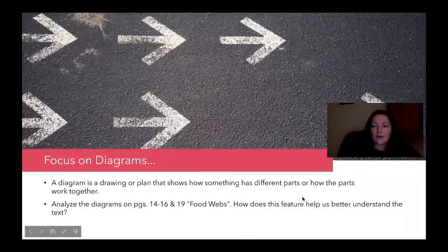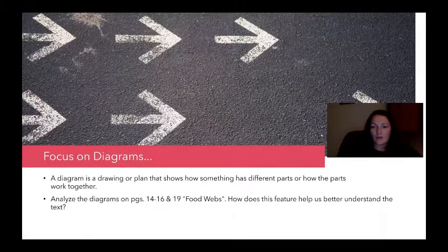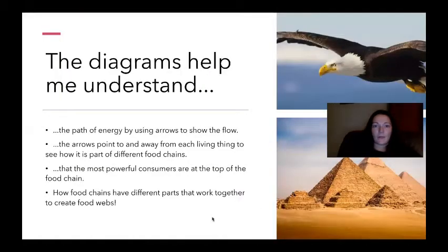So let's recap what these diagrams showed us. What did they help us better understand in the text? Well, the diagrams helped me understand the path of energy by using arrows to show the flow. The arrows pointed to and away from each living thing to see how it is part of a different food chain. And in that bottom diagram on page 19, the one that was shaped like a pyramid, that helped me understand that the most powerful consumers are at the top of the food chain. And one of those very powerful consumers is our bald eagle.